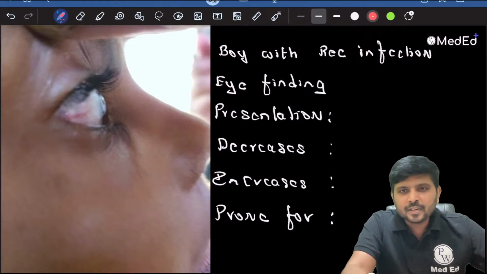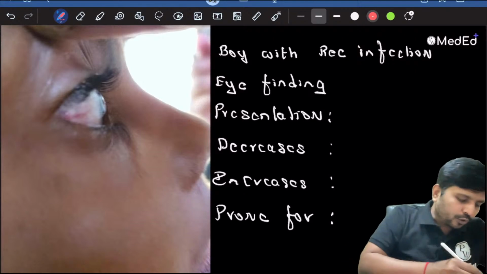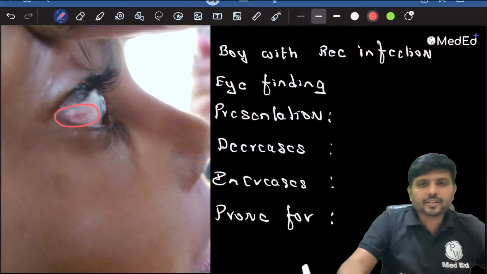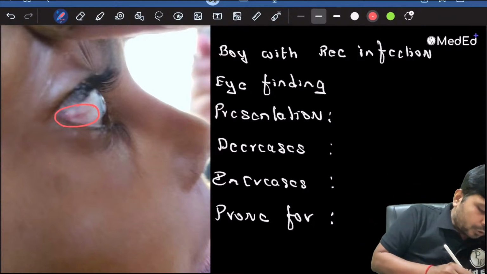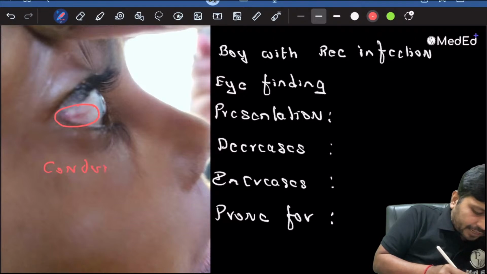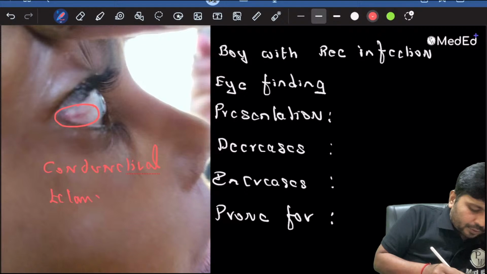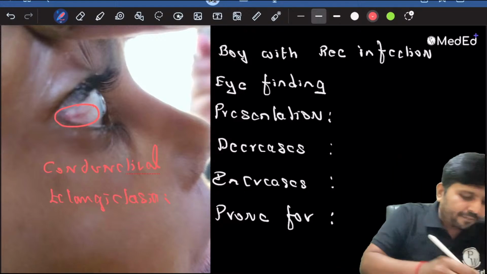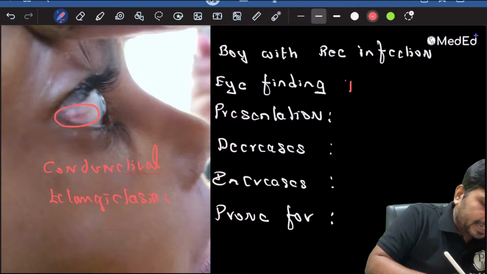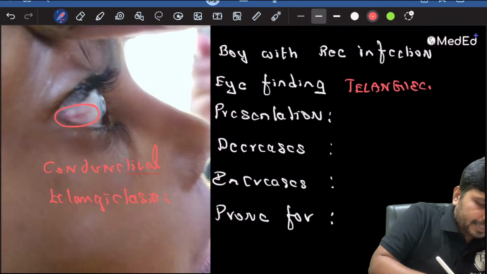So what is this? Boy with recurrent infection. Red blood vessels. Enlarged red blood vessels are seen in the conjunctiva. So this is conjunctival telangiectasia. Now you tell me what is the answer? This eye finding is telangiectasia.